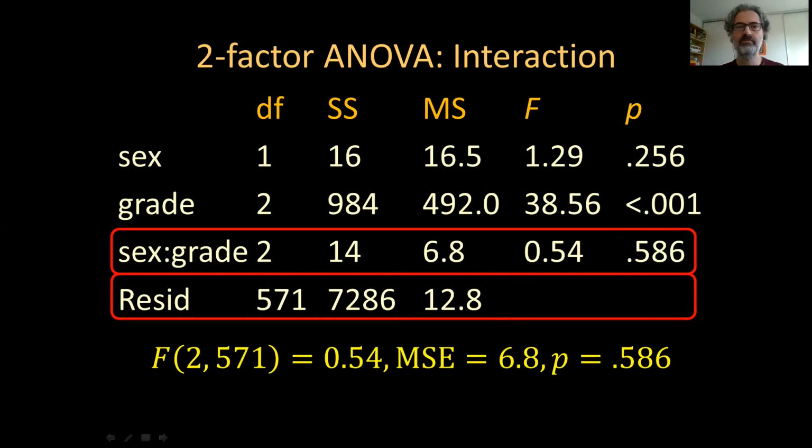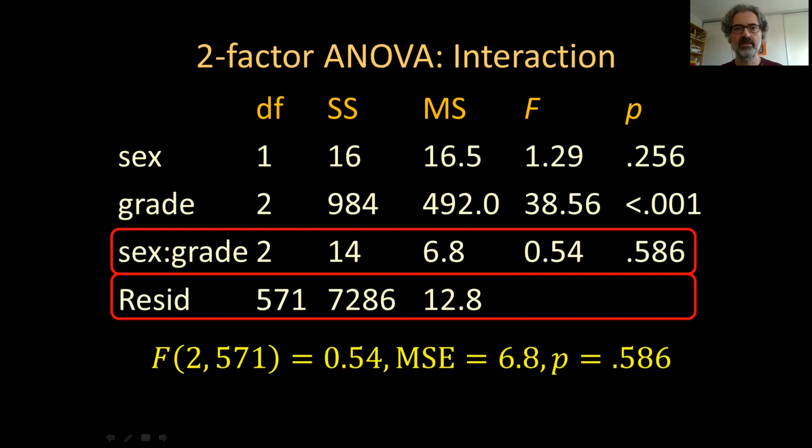This means we cannot reject the null hypothesis. What is the null hypothesis for the interaction? It is that the effects of each factor are the same across all levels of the other factors. That's the null hypothesis for the interaction. The null hypothesis for the interaction is that the differences between sexes are the same in every grade.